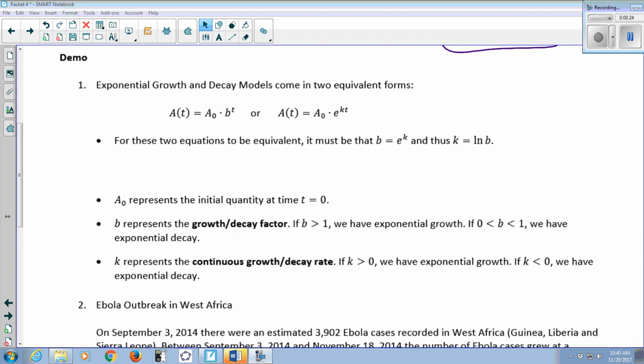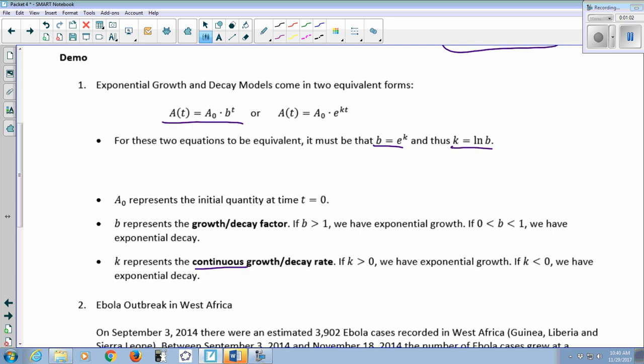you can choose which one of these you want to use. And just make a smart choice based on what's given in the problem. If you see the word continuous, you're going to choose the e to the kt model because the continuous growth rate is k, and then b is called the growth or decay factor. But you can convert. So even if you were given the continuous growth rate and you wanted to write it in this format for some reason, you could solve for the b. B is just e to the k, and k is just the ln of b.